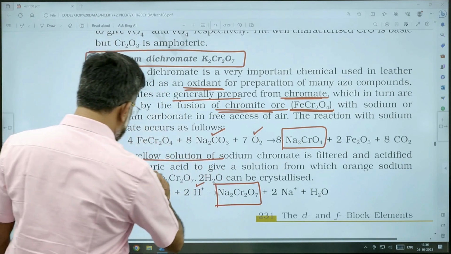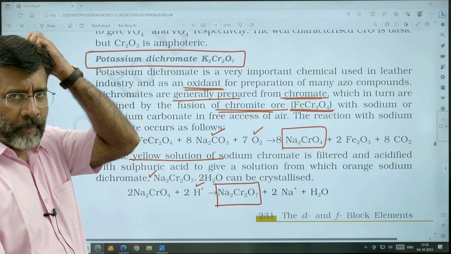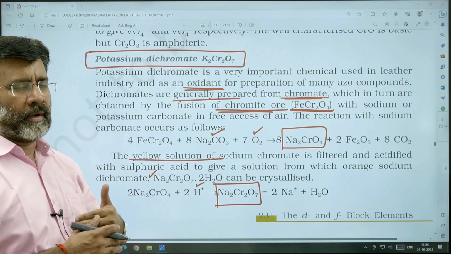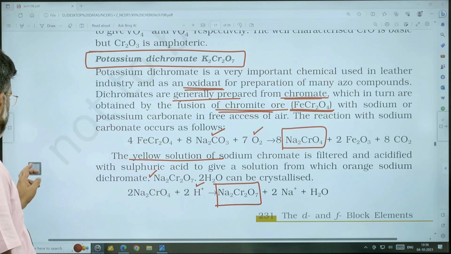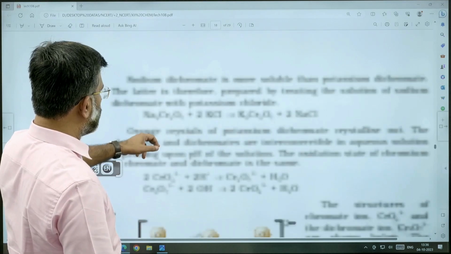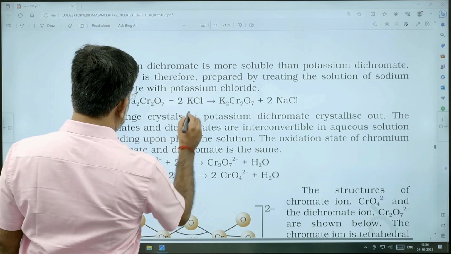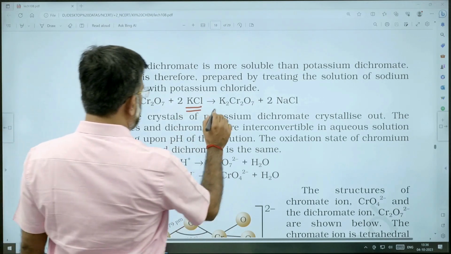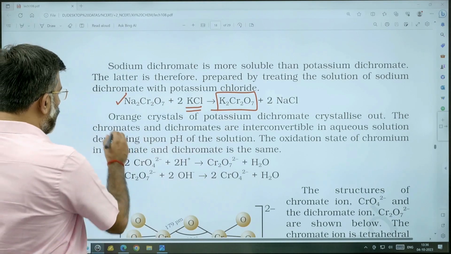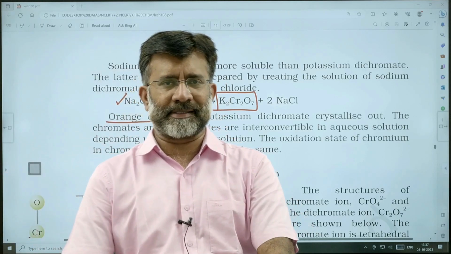And in fact, you can crystallize it as the 2H2O hydrate. Crystallization is possible, right? But easy crystallization is possible when you convert it to potassium dichromate. As the reaction proceeds, the sodium dichromate is treated with KCl. You get potassium dichromate, which crystallizes out as orange colored, needle-shaped crystals.